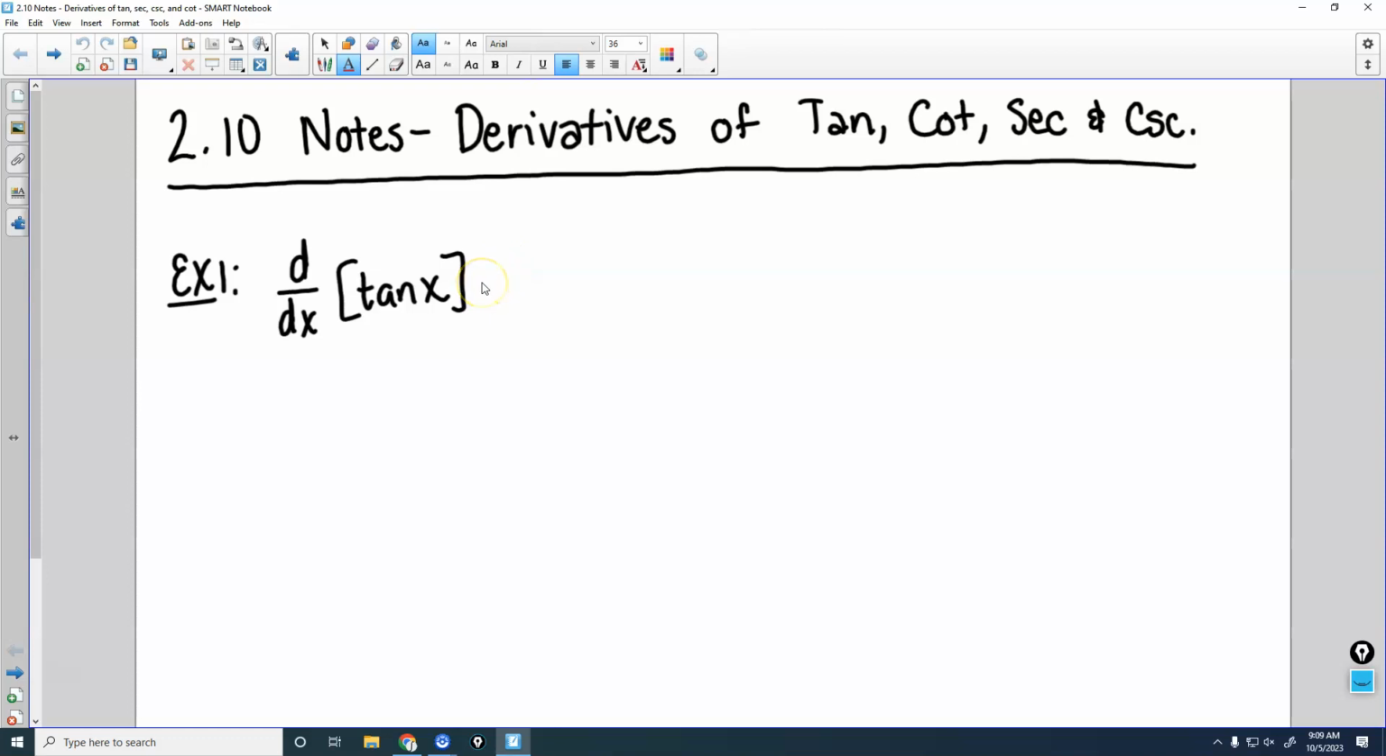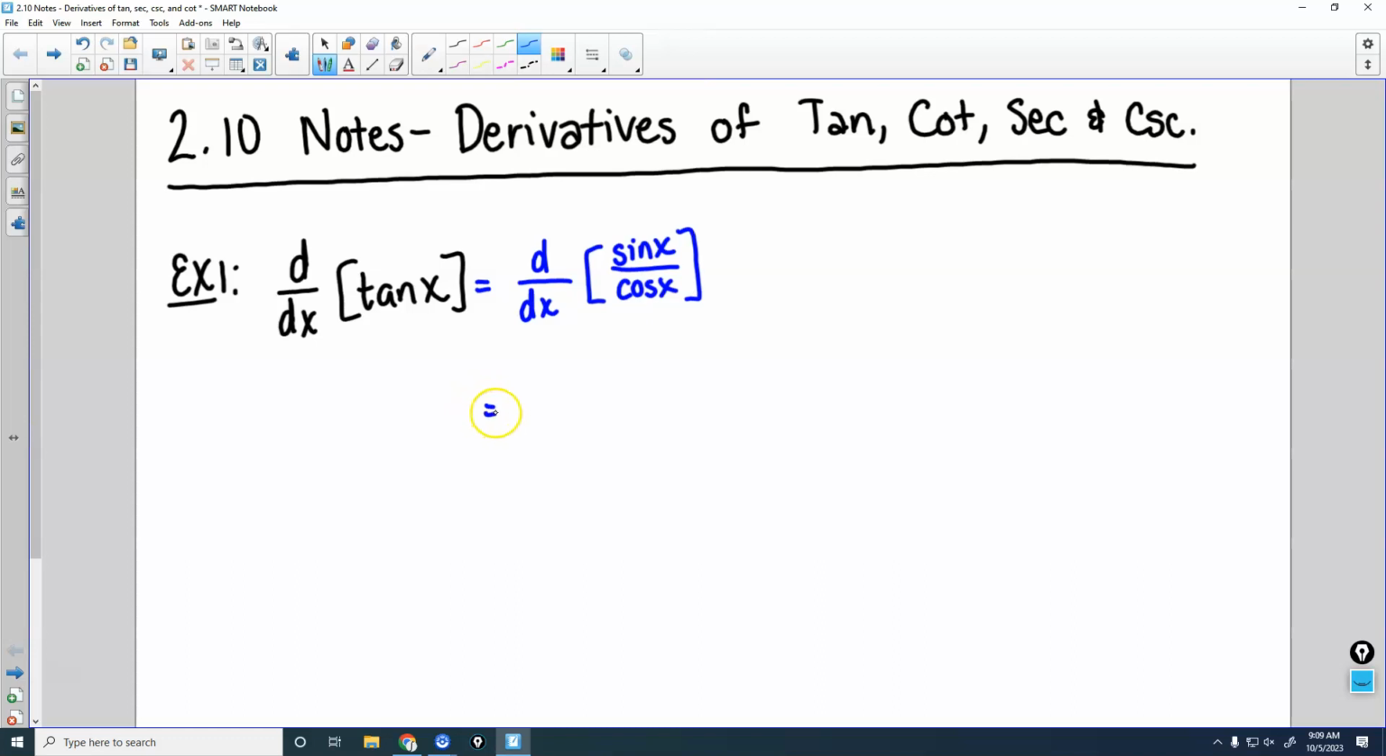So, to take the derivative of tangent, we can use the quotient rule. How could we use the quotient rule on that? Tangent is sine x over cosine x. So if we use the quotient rule for this, we would do low, so we got cosine, times the derivative of the high, which would be cosine x, minus high.